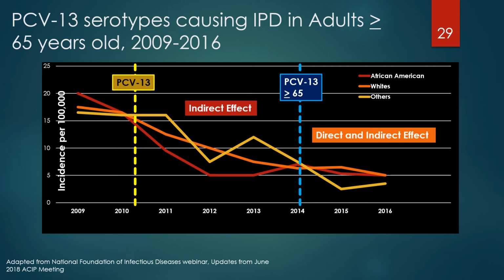After the 2014 ACIP recommendation to vaccinate those 65 and older with PCV13, the direct effect of immunizing the elderly didn't seem to improve the IPD incidence of either group beyond what was achieved through the previous indirect effect of immunizing children.